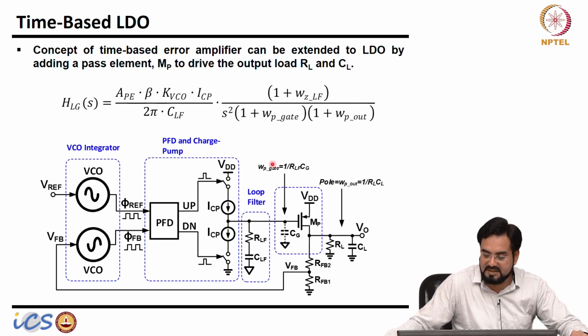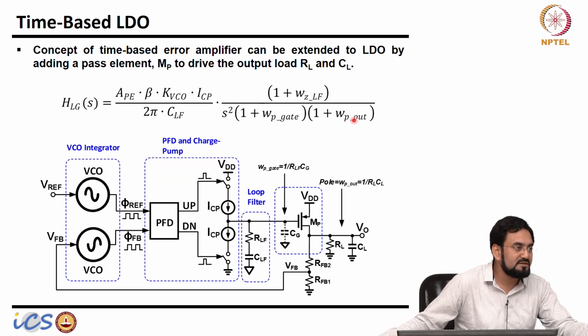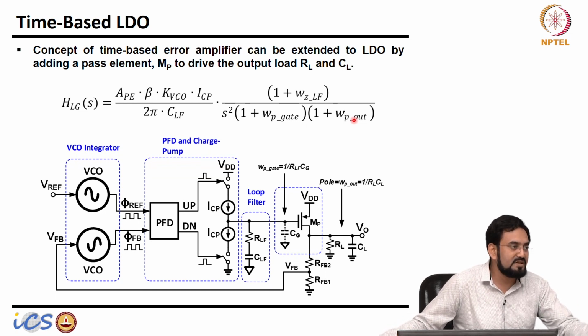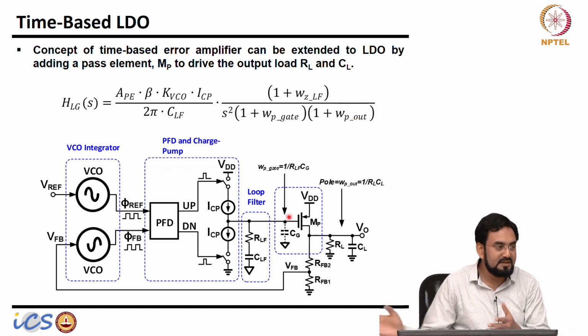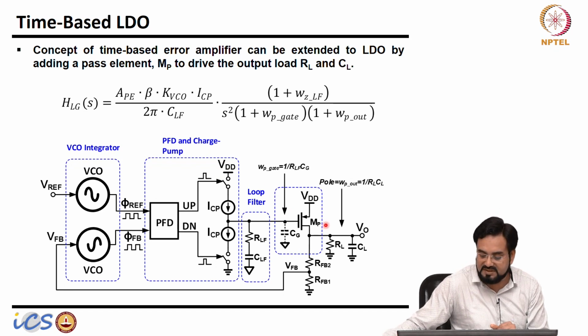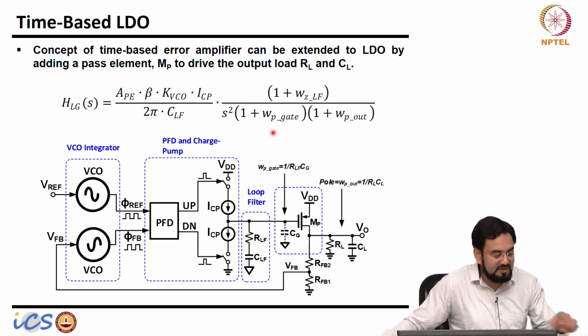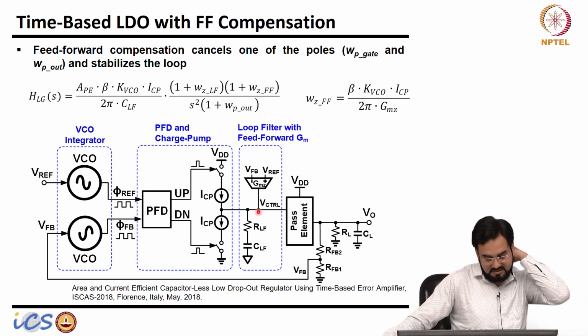So in this case, you require three zeros. So we have to make sure one of these poles is outside your UGB, just like a traditional voltage mode LDO. We cannot have both the output pole and the pole at the gate inside UGB. So that requirement remains there. You have to make sure that one of these is outside UGB. So only one pole is left, so we need to cancel only one, whether it could be the output pole or the pole at the gate.